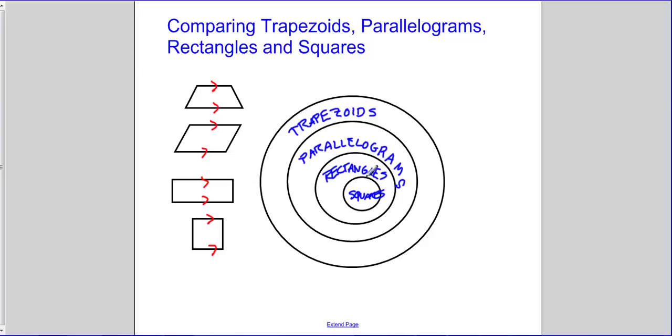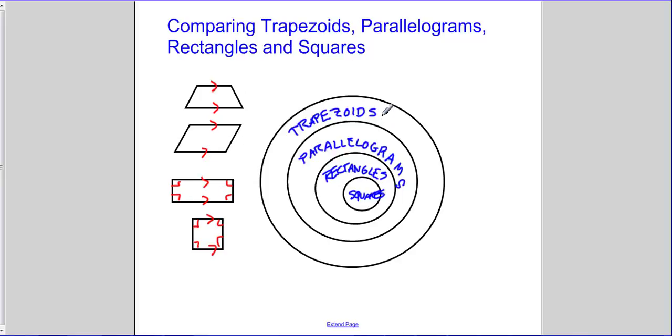Now, all squares are rectangles because a rectangle has four right angles and opposite sides are equal, and that certainly is true for a square. It has four right angles and opposite sides are equal. In fact, all four sides are equal. And then all rectangles are parallelograms. Again, we discussed that before, because opposite sides of a rectangle are parallel. Both pairs of opposite sides are parallel.